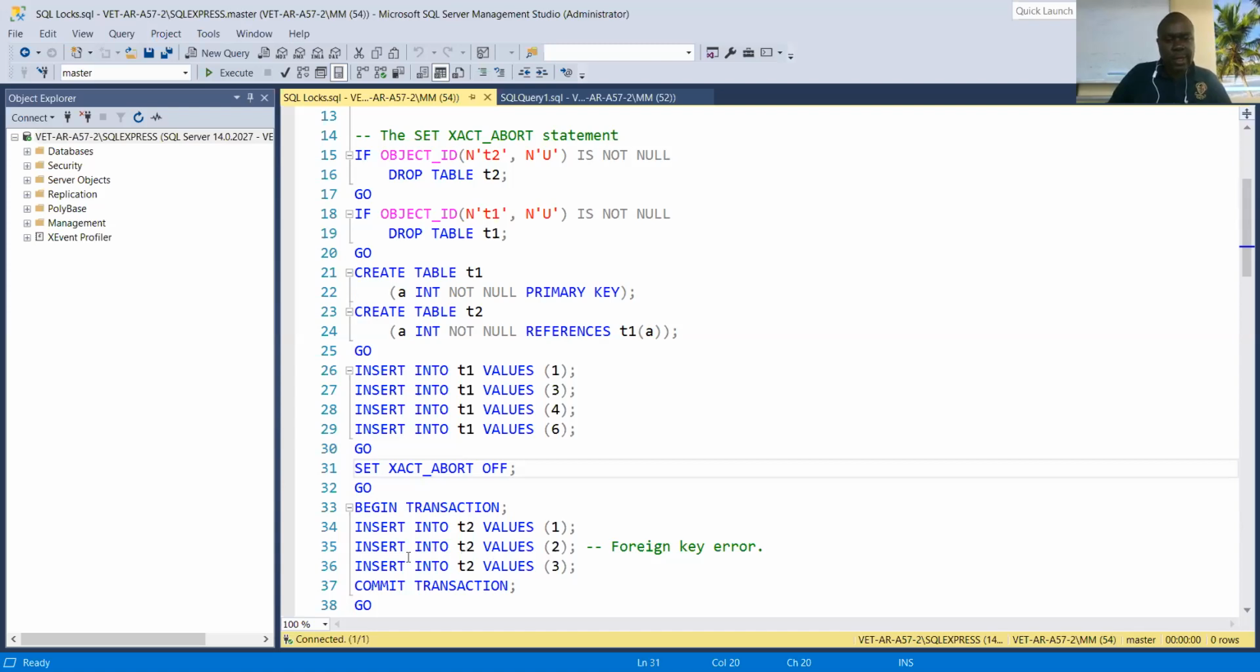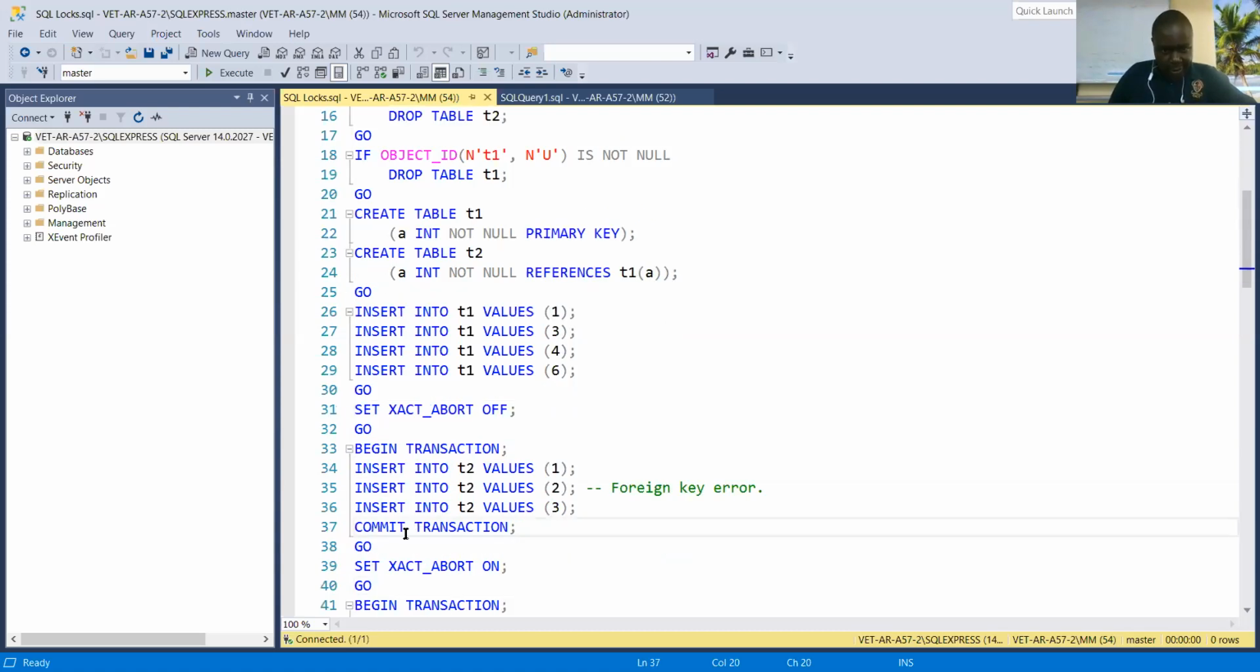The foreign key will require that this value should exist in the primary table. And if you look at that, you see that there is no value corresponding to 2. Okay, so that should give an error. Okay, and next we got to commit transaction.